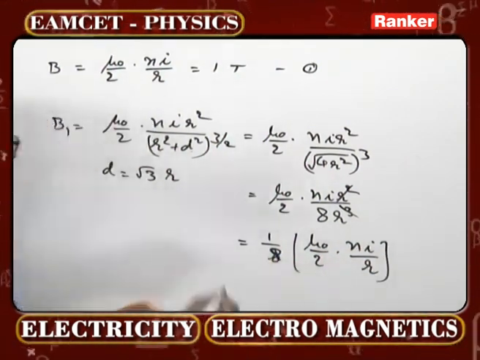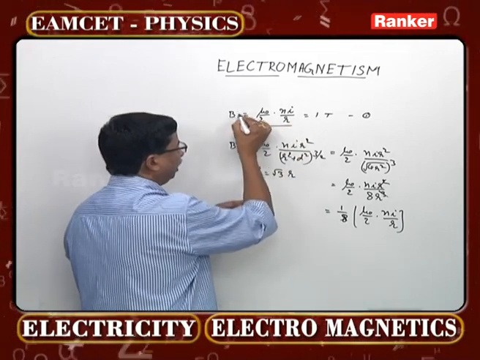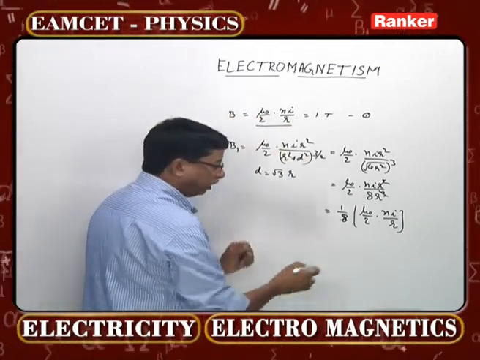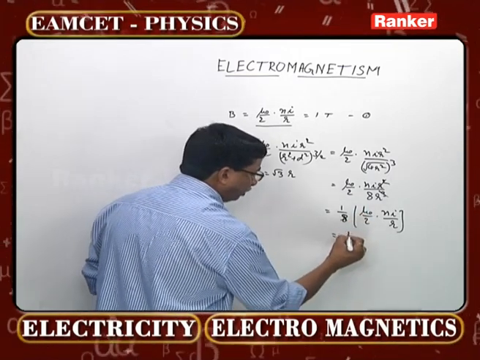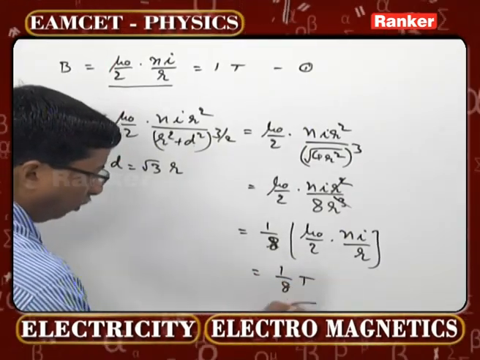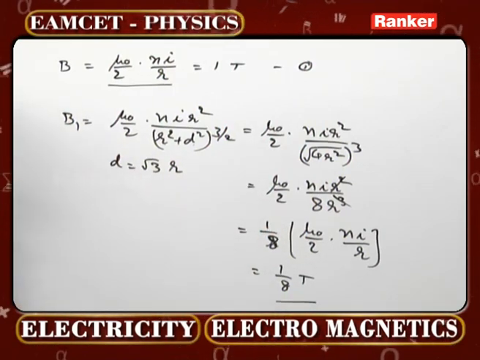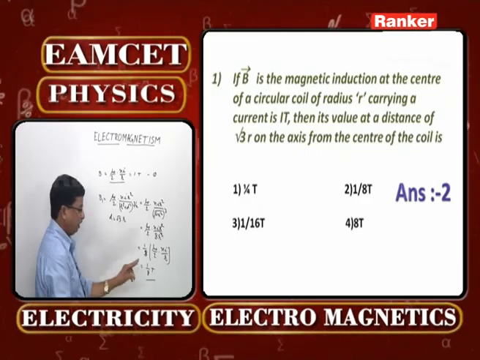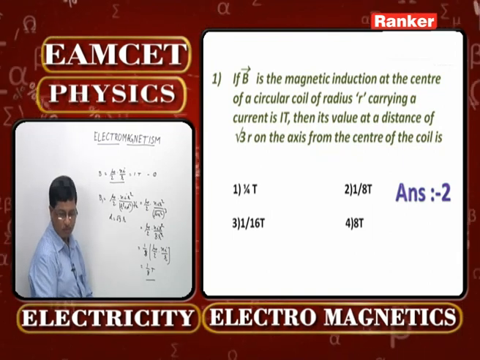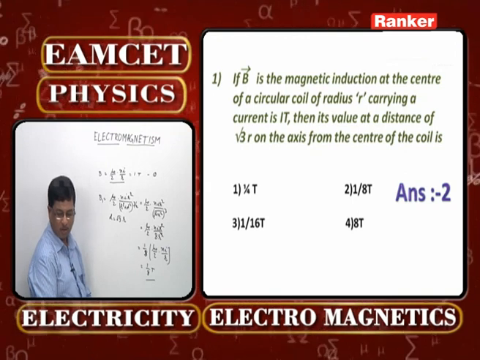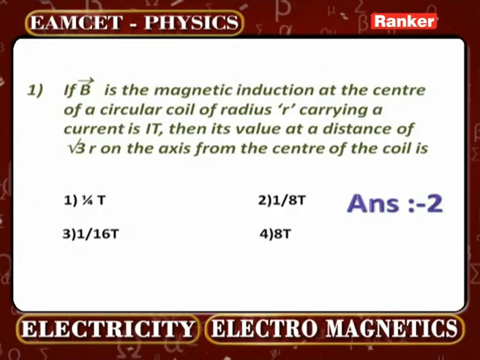Look at this carefully. Mu naught by 2 into Ni by r, already I have taken as B and its value is given as 1 Tesla. So substitute that 1 over here. Now how many Tesla are you going to get? 1 by 8 Tesla will be the value of magnetic induction. That value coincides with the second option in question number 1. So the option is the second one.